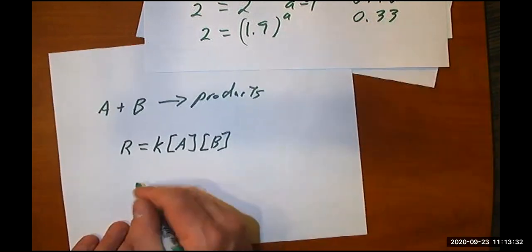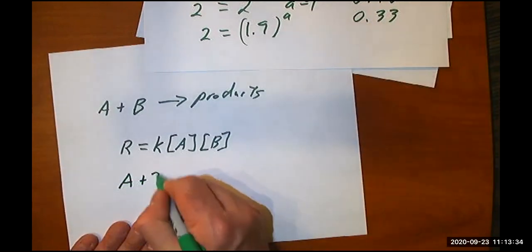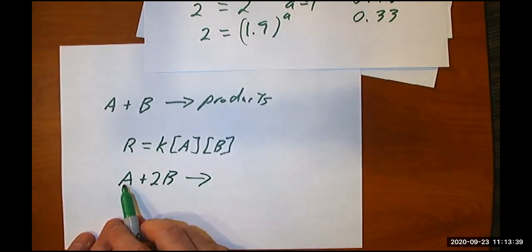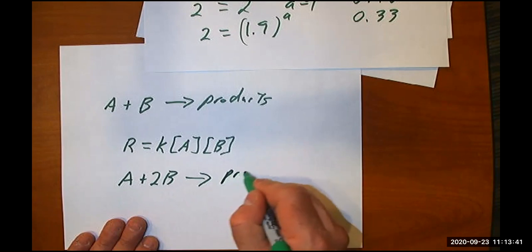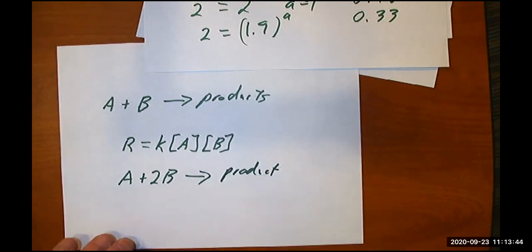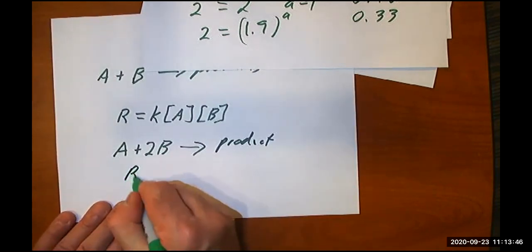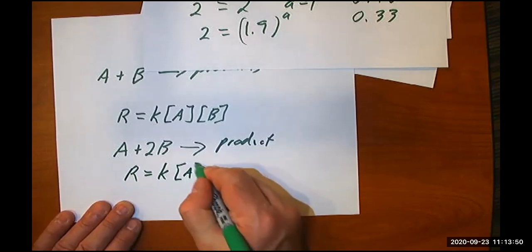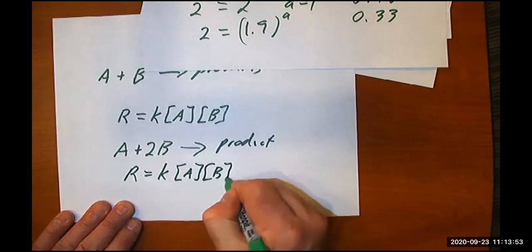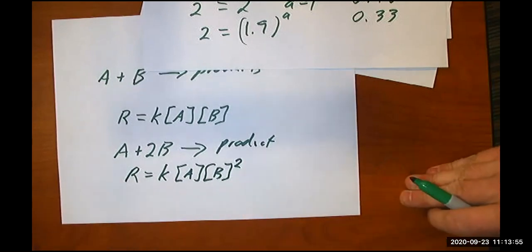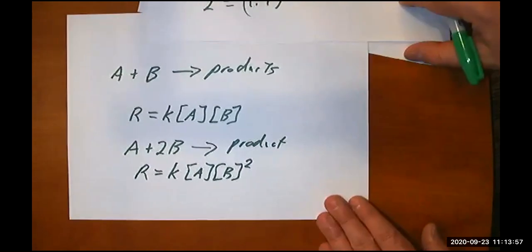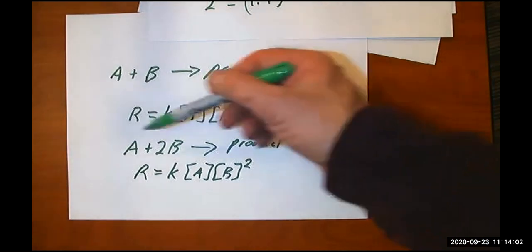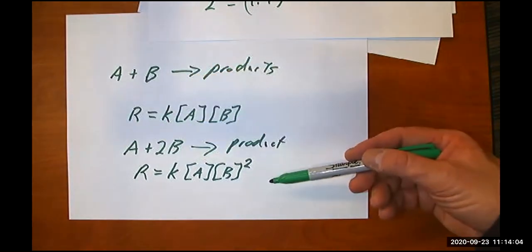If you know that a single step is A plus 2B, so you have to have a three-way collision between one A molecule and two B molecules, and you know that that is a single step, then you can write down the rate law for that step as k[A][B] squared. Okay. So for elementary reactions, there is a connection between the reaction stoichiometry and the rate law.